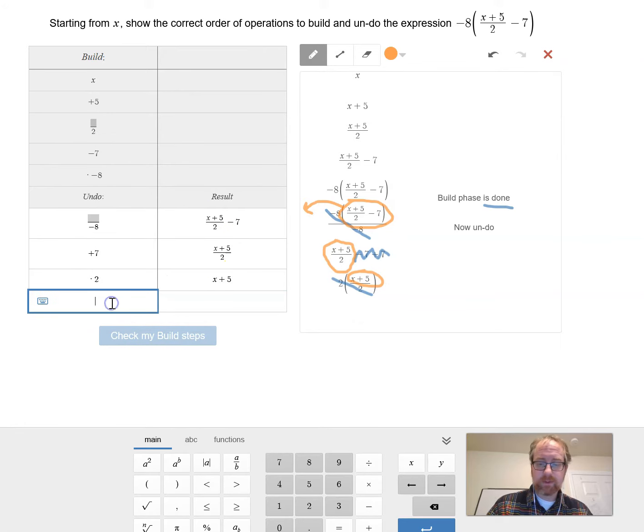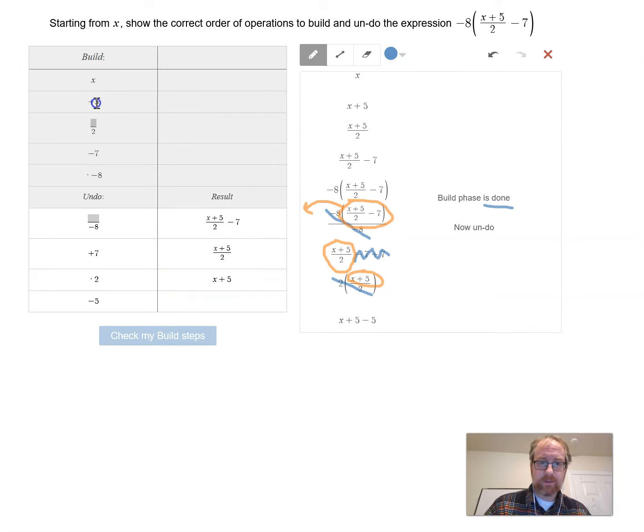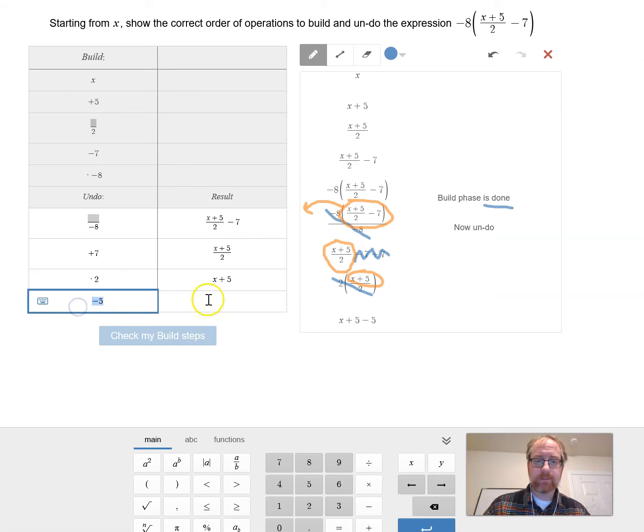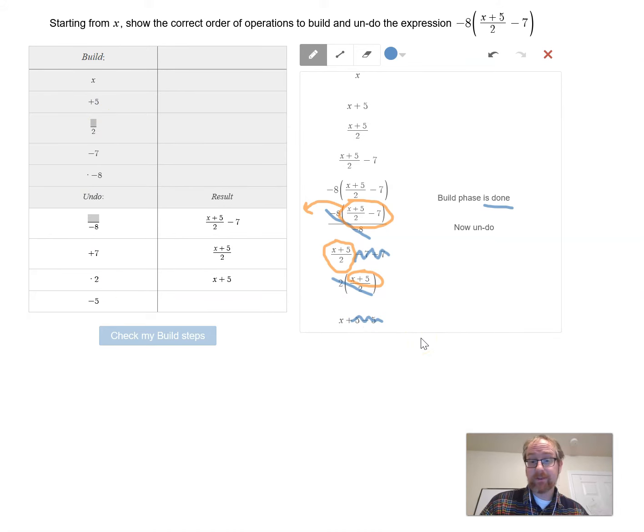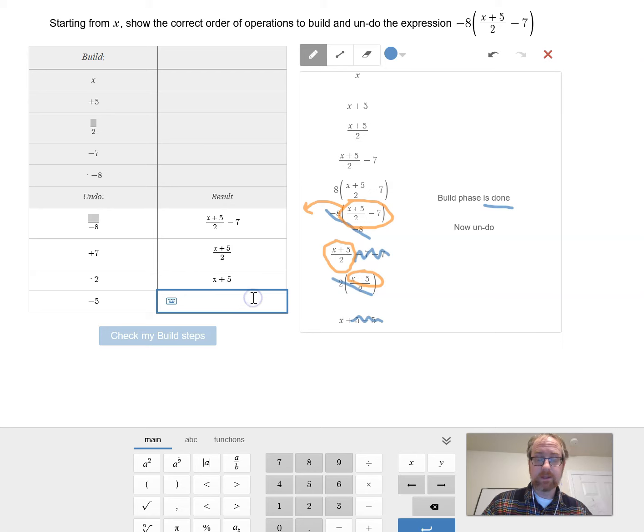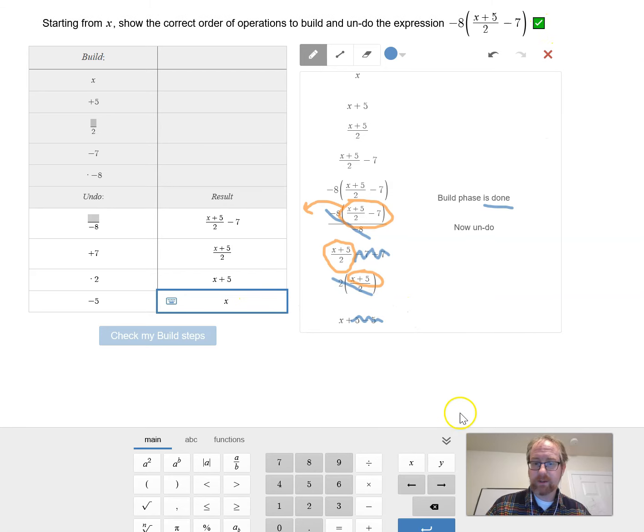It's becoming much shorter. Okay, and then the opposite of the first build step was plus 5, so the last undo step is minus 5, and these plus 5 and minus 5, adding 5 and subtracting 5, is like adding nothing. It's like adding 0. Okay, so that's just going to be x. And we got our green check, so we got it right.